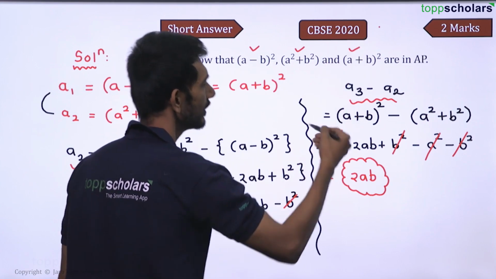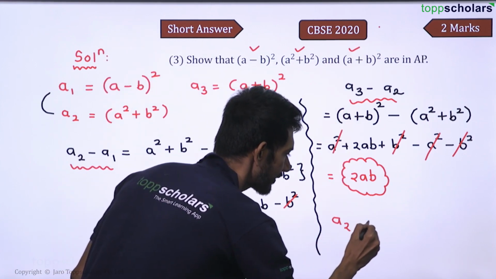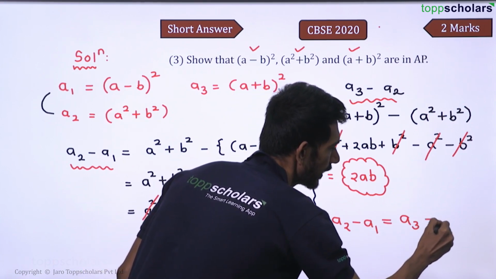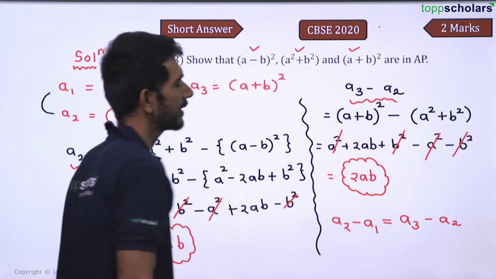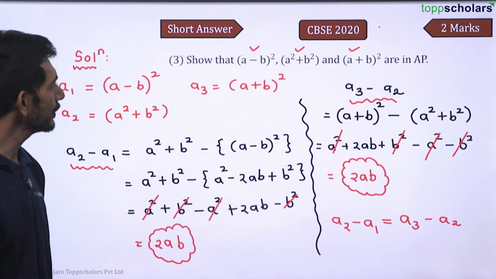I hope you have understood. At the end, how will you conclude? You will conclude like this: since A2 minus A1 is equal to A3 minus A2, we can say that the terms are in AP. Perfect? Okay, let's continue.